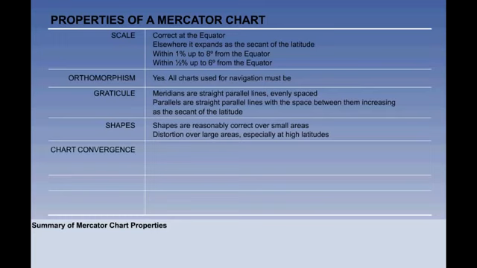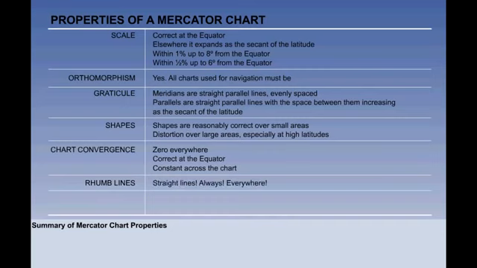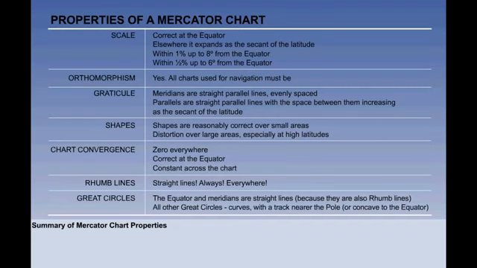Chart convergence. The chart convergence is 0 everywhere. It is correct at the equator and constant across the chart. Rhumb lines. Rhumb lines are straight lines. Great circles. The equator and meridians are straight lines because they are also rhumb lines. All other great circles are curves, with a track nearer the pole, or concave to the equator.